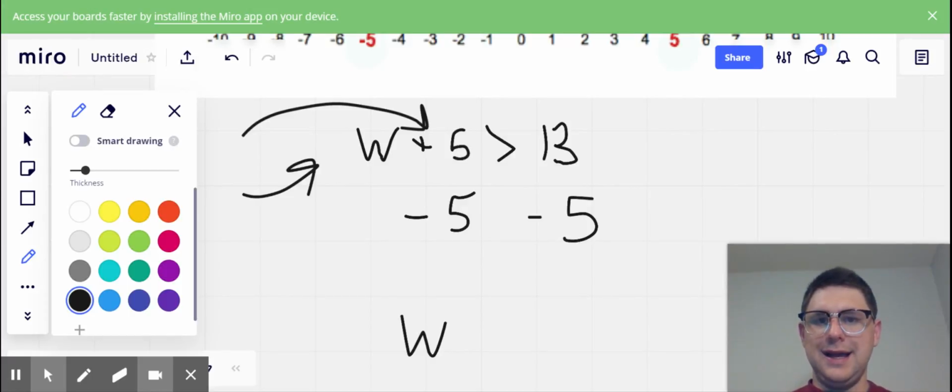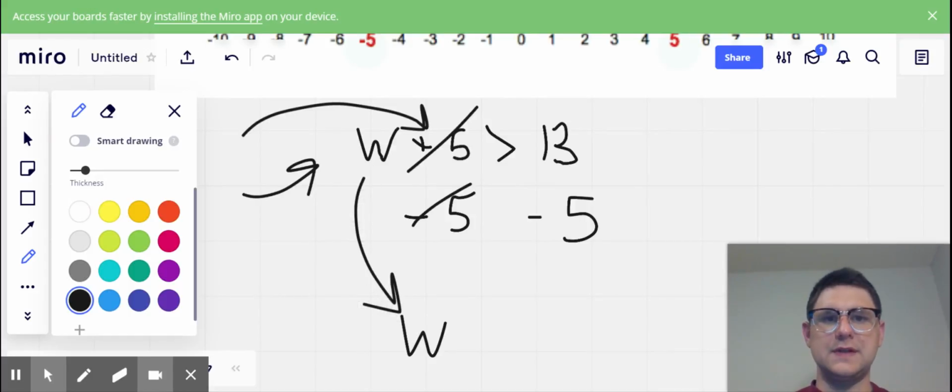Adding 5 and subtracting 5 cancel each other out, so they don't mean anything anymore. The W comes down here, our variable does, and then we do the math over on the right side. 13 minus 5 is 8. Based on what we did yesterday, when you're adding and subtracting things on both sides of an inequality, it doesn't change which direction the sign is facing. So it still says greater than 8.